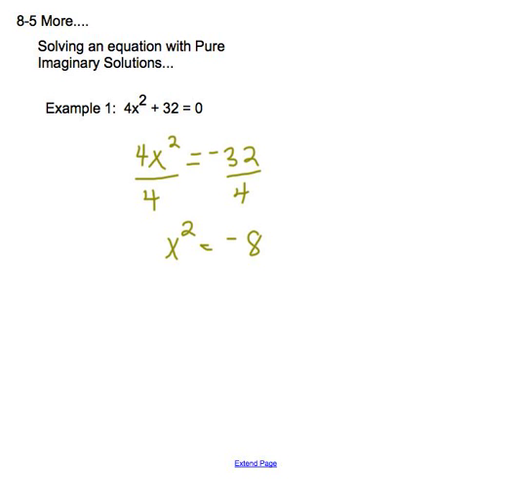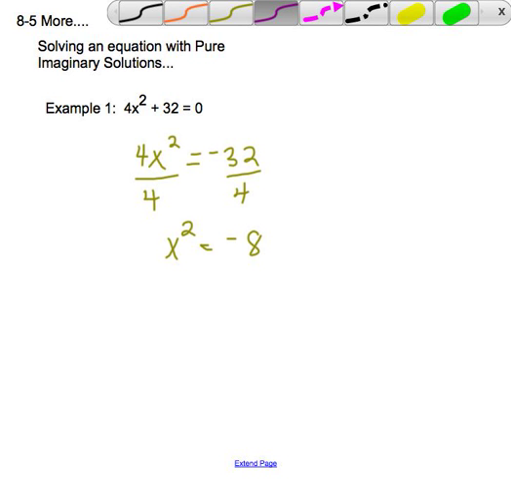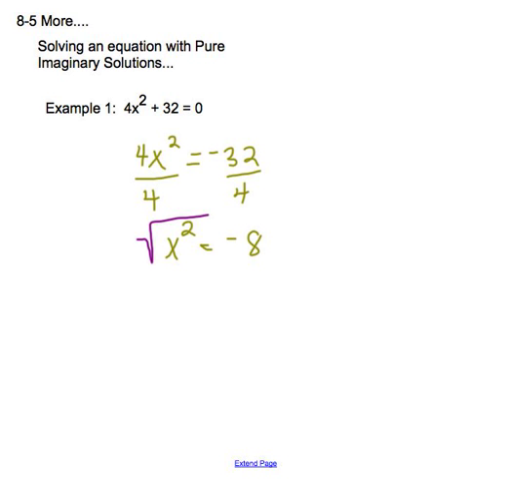From here, our strategy is going to be to take the square root of both sides. So we'll take the square root and the square root. Taking the square root of x squared will give us just x. And the square root of negative 8, with our information from yesterday, this would be negative 1 times 4 times 2. So that's going to be 2. And square root of negative 1 is i. And then we still have a root 2 under the radical.